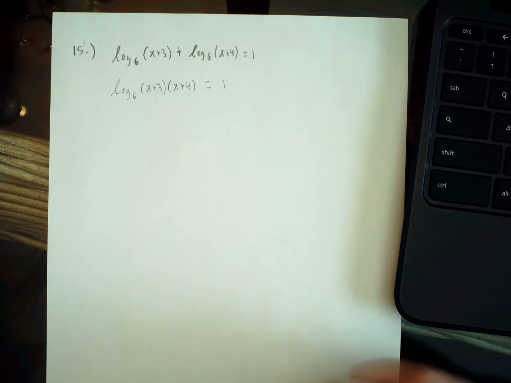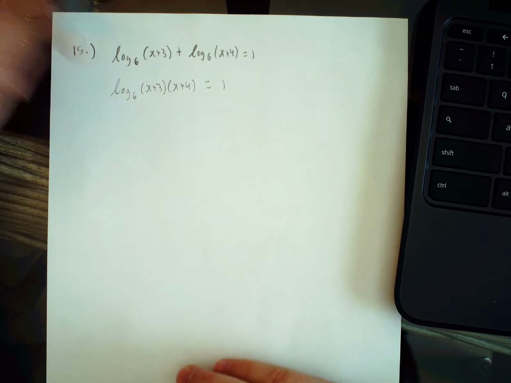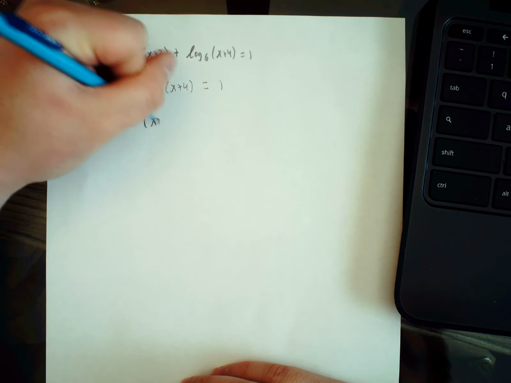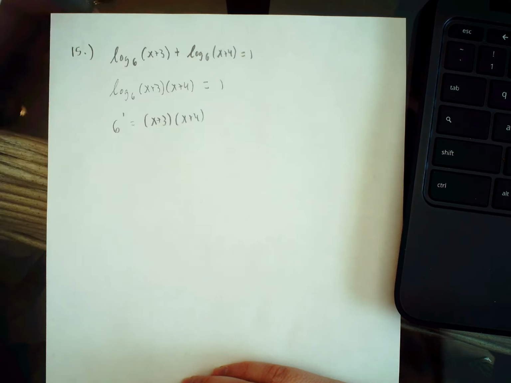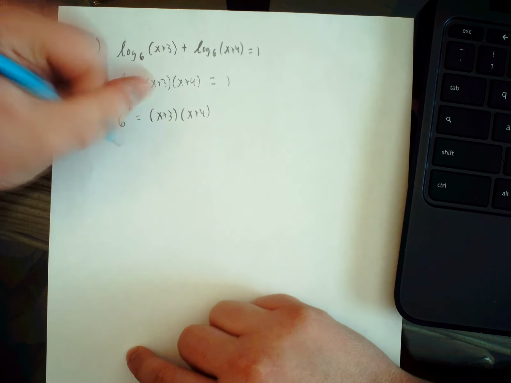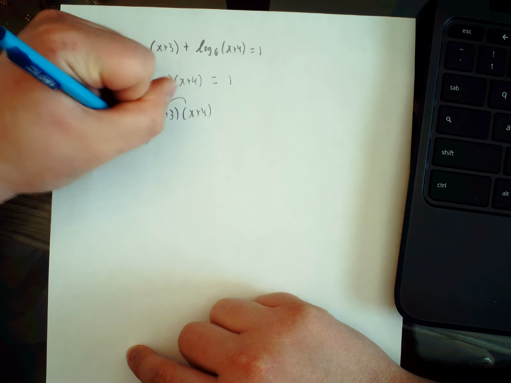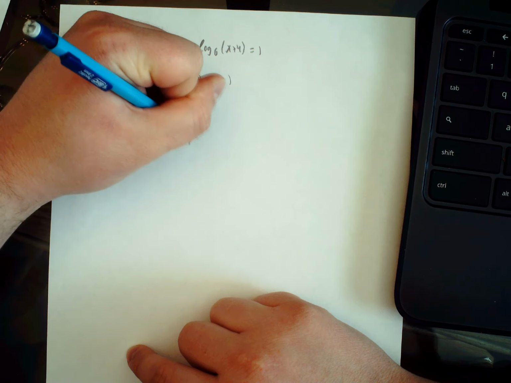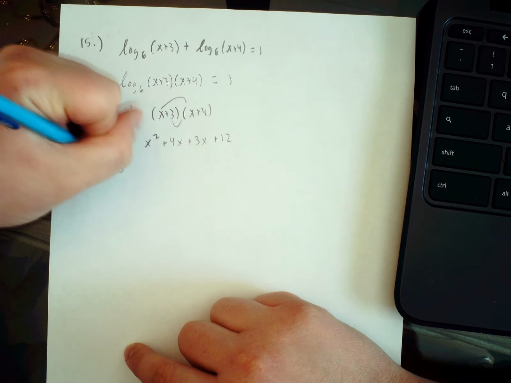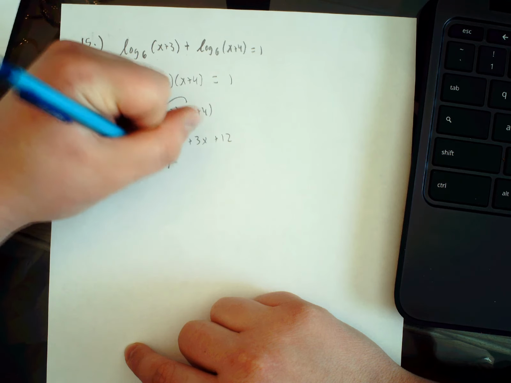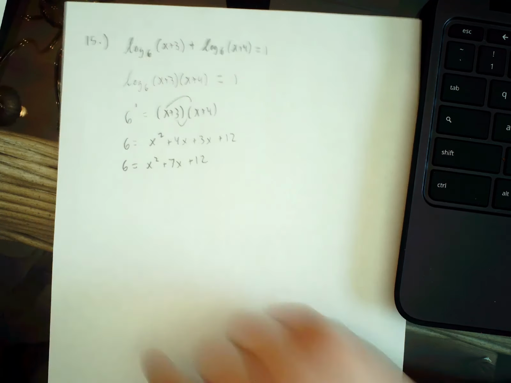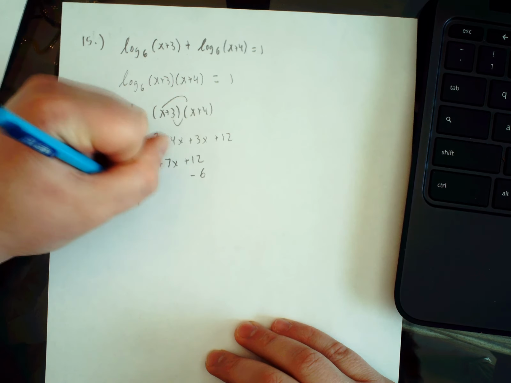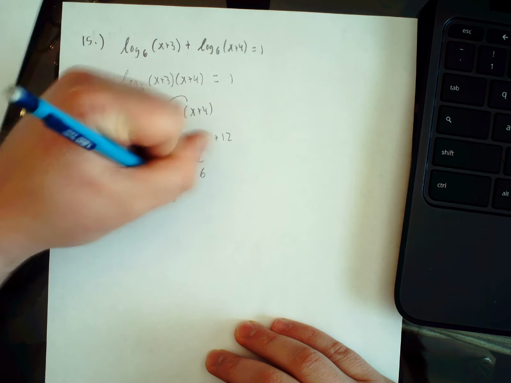Now I can use the properties that we know of rewriting logs to simplify this a little bit. So this is our base. Remember, the answer is the exponent. So this is going to become 6 to the first equals (x plus 3) times (x plus 4). And now we have just straight algebra. 6 equals, distribute, x squared plus 4x plus 3x plus 12. So that gives me 6 equals x squared plus 7x plus 12. Now to solve it, I'm going to subtract 6. I'm going to have x squared plus 7x plus 6 equals 0.